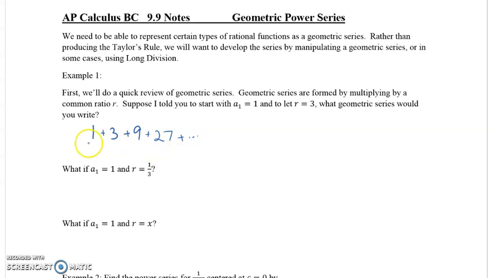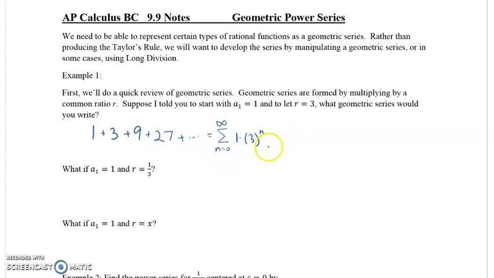Okay, so that's if a equals 1 and r equals 3. We could write that as the sum from n equals 0 to infinity of a times r to the n, right? When n equals 0, we get 1. When n equals 1, we get 3. When n equals 2, we get 9, etc. And we just keep on going.